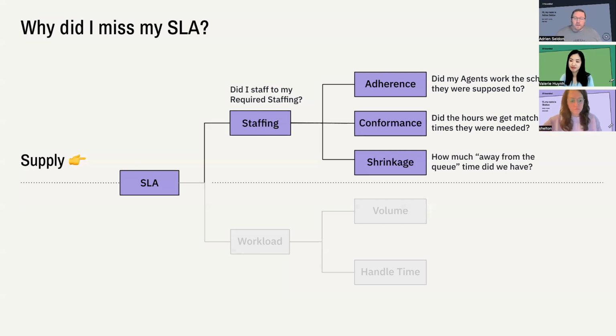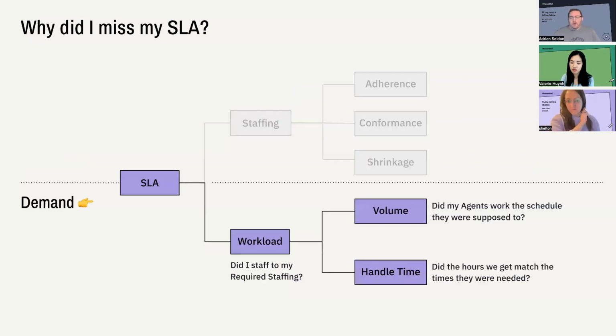So there we go. We've got the staffing side, so your supply side here. And let's click over to our demand side. Now I've broken it down to pretty simple here. Demand: we've got your workload, what is being asked of our agents to do right now. So once again, did I staff to my required staffing, or was the workload what I expected? For volume, it looks like the notes got copied down here incorrectly, so I'll go with it.